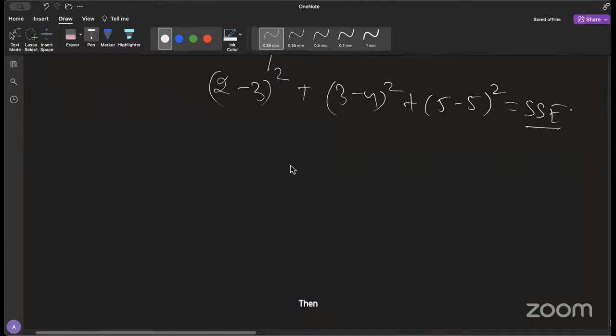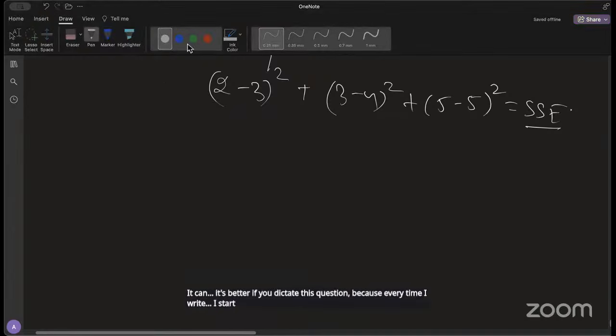Then we have one more question. Yes, I had to ask about the question that was dropped. There are a lot of pictures. Let's go one by one. What is the degree of the polynomial? Calculate the number of turning points P(x) can have. It's better if you dictate this question, because every time I start writing, I have to close the chat box.